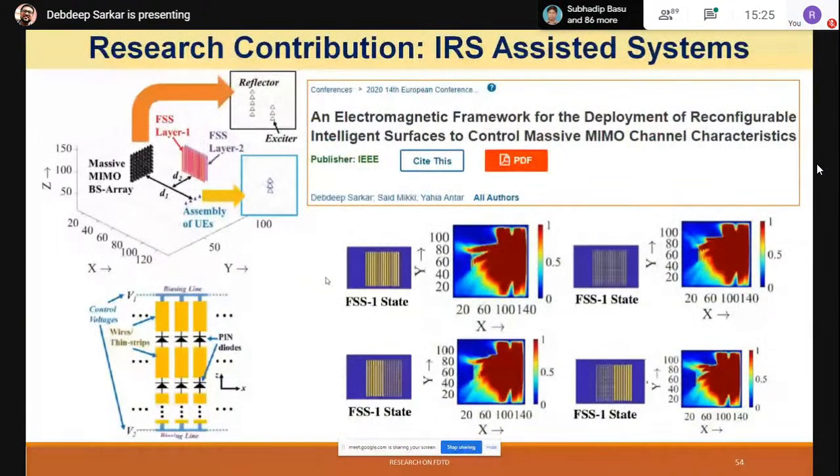Of course, there are many other papers. So we use the FDTD electromagnetic framework, using this reconfigurable intelligent surface to control the massive MIMO channel characteristics. Some work is still going on in this domain, and we'll report it some time later. But this was reported at the European Conference on MIMO.